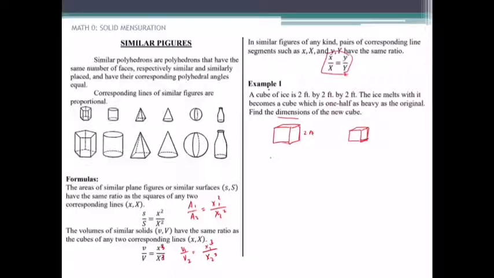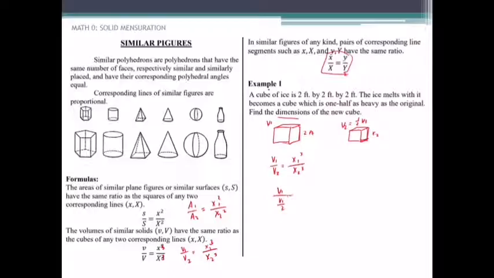Okay, so from the relation, we have the formula: V1 over V2 is equal to x1 cube over x2 cube. So this is our x2, this is our v1, this is our v2. The problem said it becomes 1/2, so v2 is 1/2 of v1. So v1 over, this is v1 over 2.